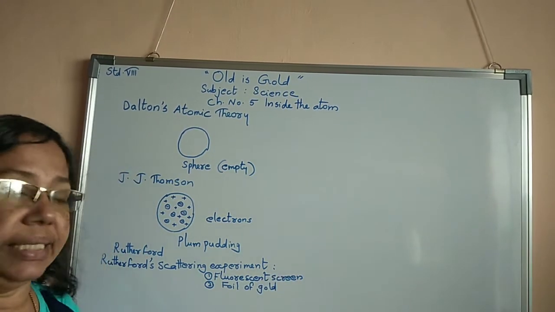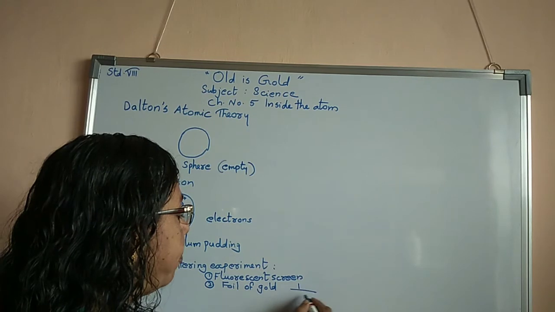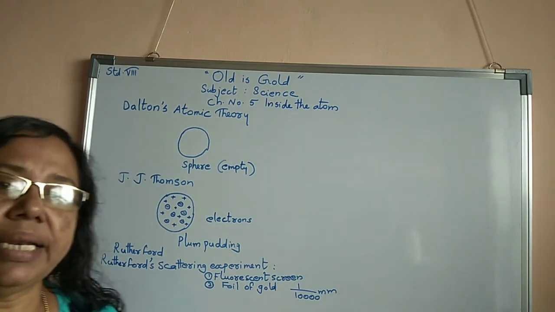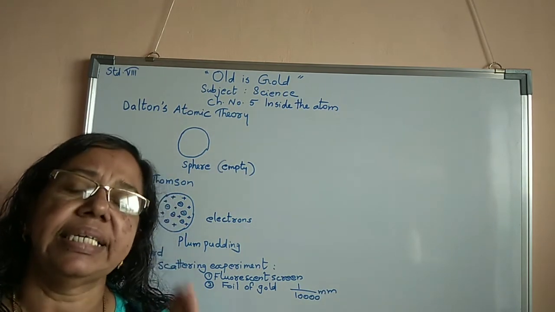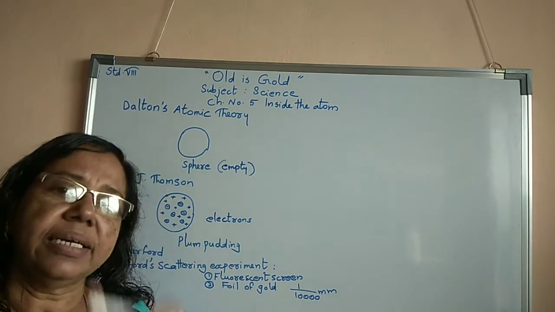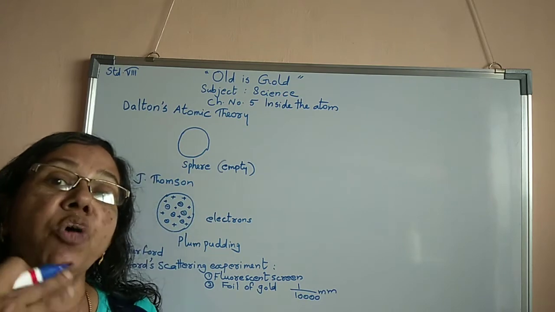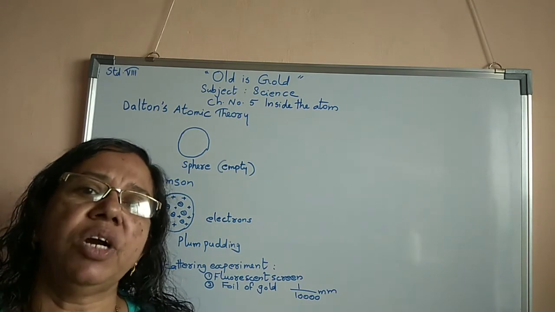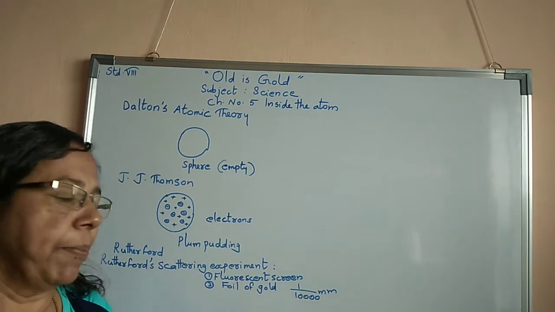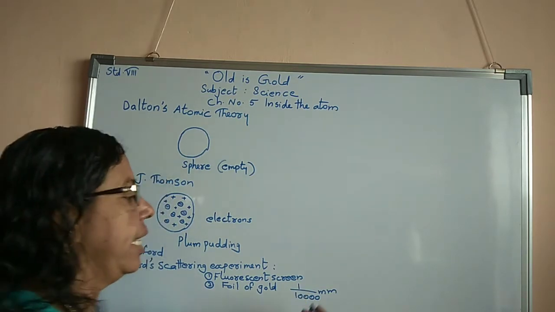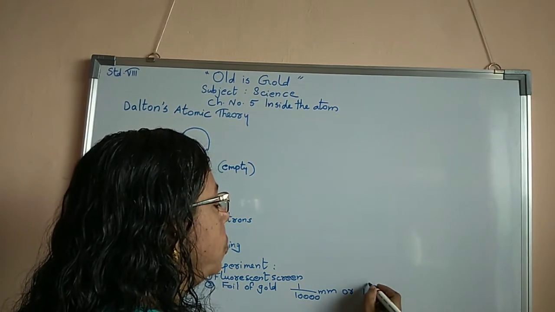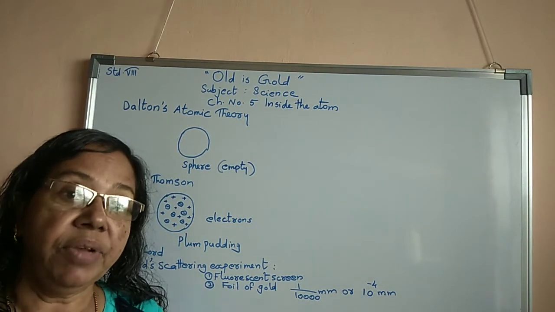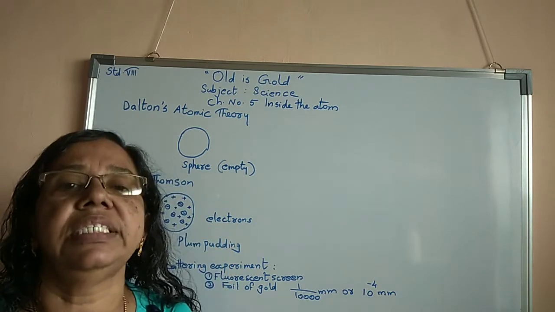Now its thickness is equal to 1 upon 10,000 millimeter. Such a gold sheet he had taken, then he cut it into thin slices. How many thin slices? 10,000 thin slices he made. Then one slice will have how much thickness? That is 1 upon 10,000 millimeter, or we can write it as 10 raised to minus 4 millimeter. Such a thin sheet of gold he had taken, so thin that we cannot even see it.